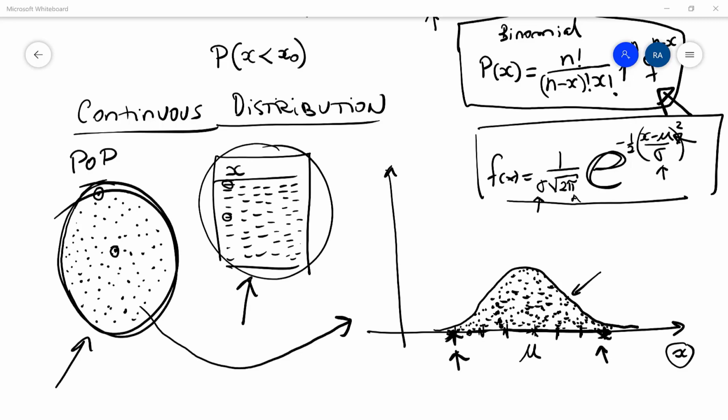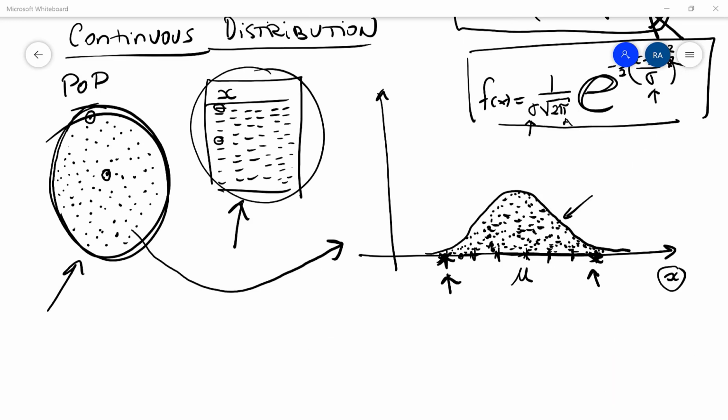99.7% of all measurements. Then how can we compute the probability that this random variable can take this value or one value below this value? We need to count.